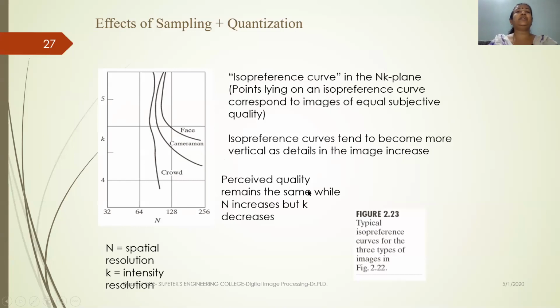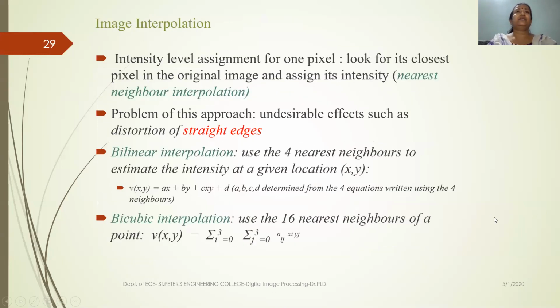Then, perceived quality remains the same while n increases but k decreases. There is no difference; it remains the same while n increases but k decreases. Even though k decreases, there is no chance of any difference in perceiving the quality of images. Okay, this is a brief introduction regarding spatial and intensity resolutions. Coming to the next.